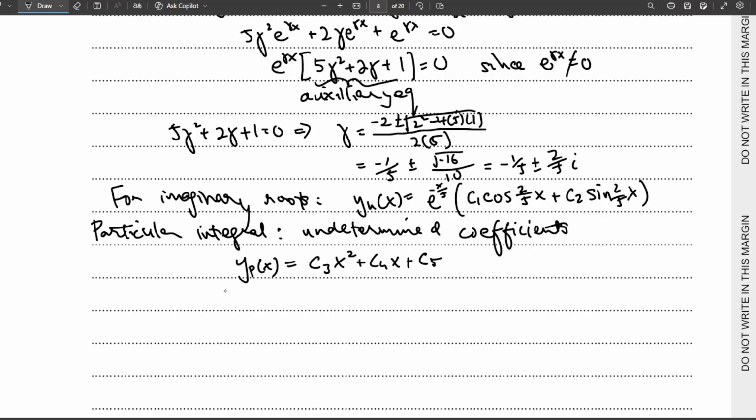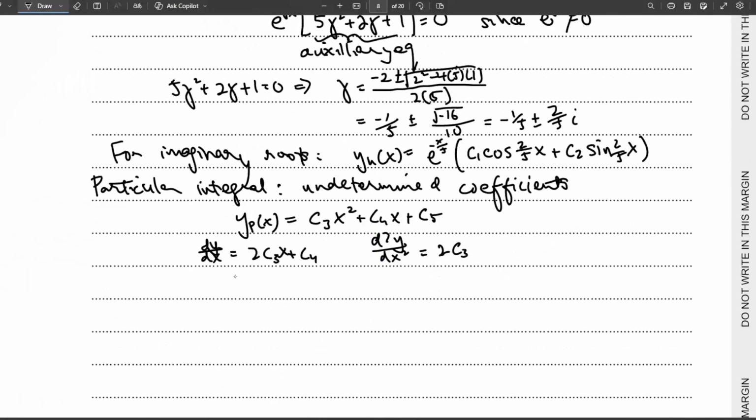And so we can take the derivative. The first derivative will be 2c3 x plus c4, and c5 just disappears. The second derivative will be just 2c3. I missed out the x earlier in the first derivative.